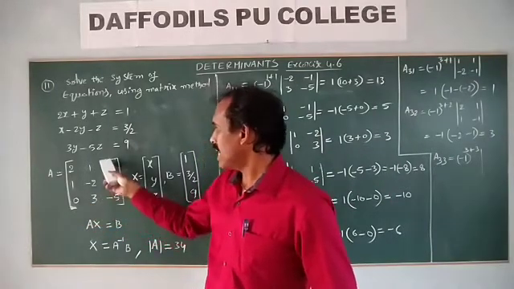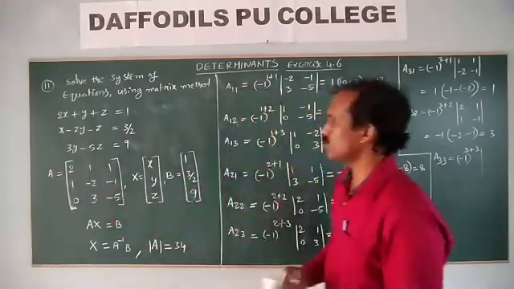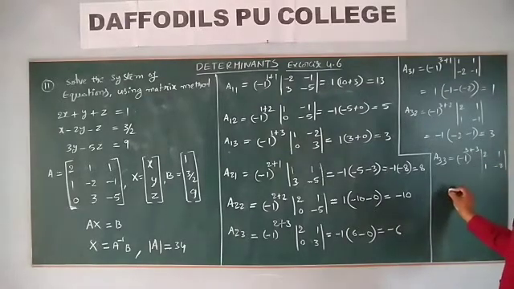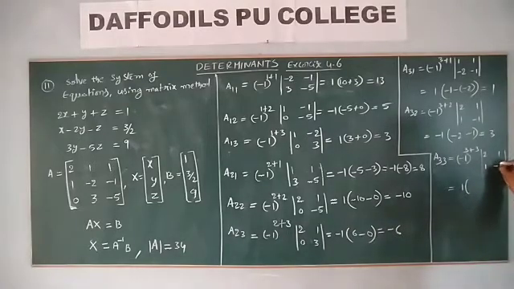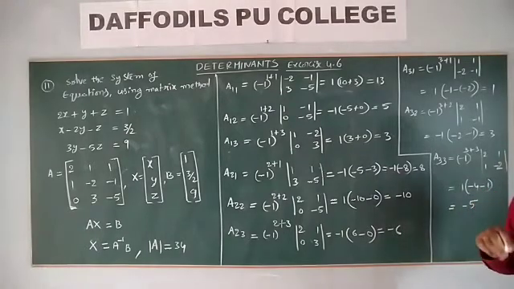Deleting this row and this column: 2, 1, 1 minus 2. Therefore, minus 1 to the power of 3 plus 3 plus 1, 2 minus 2. This is minus 2. 2 into minus 2 is minus 4. Next, 1 into 1, minus 1. So finally, this value is minus 4 minus 1, which is equal to minus 5.